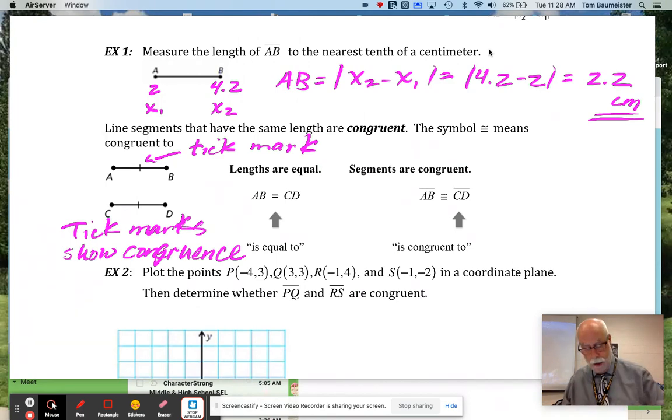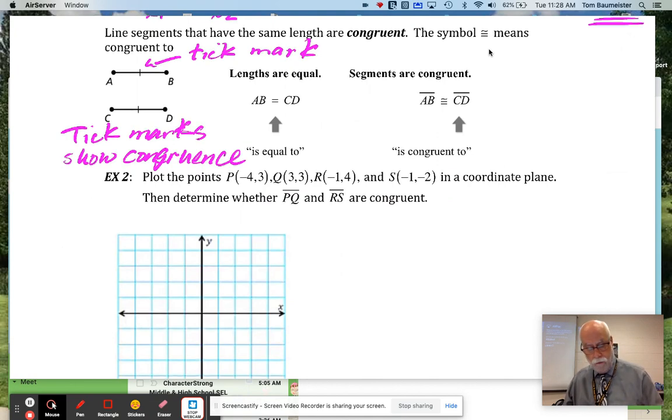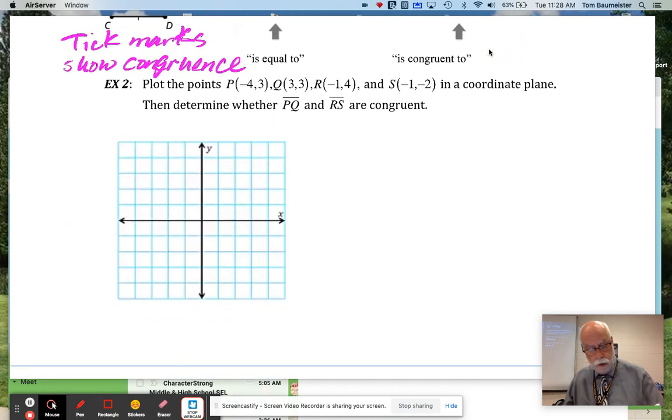All right. So example 2: plot the points P is -4 and 3, Q is 3 and 3, R is -1 and 4, and S is -1 and 2 in a coordinate plane. Then we're going to determine whether PQ and RS are congruent. So first thing we have to do is plot the points.